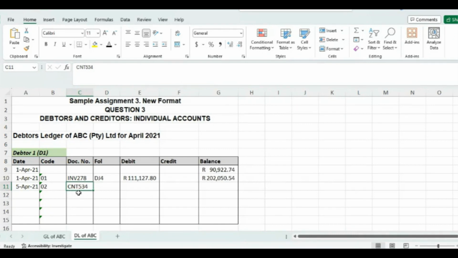So here we have the credit note, and that credit note we are going to find in the debtors allowance journal, and obviously it is going to decrease our asset account. So we are going to credit his account, and once again we put the balance in line with that. Then we get very excited on the 10th of April because there is a nice big payment that he makes.